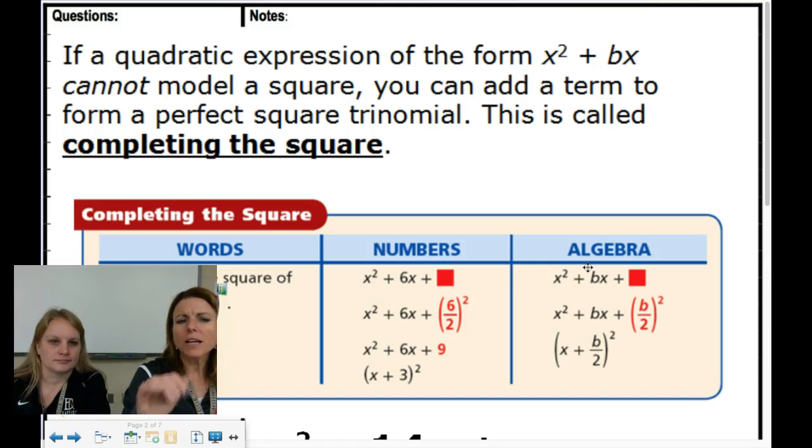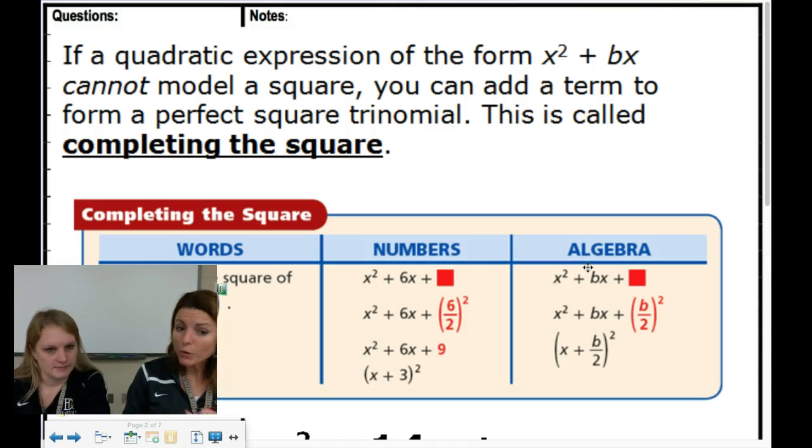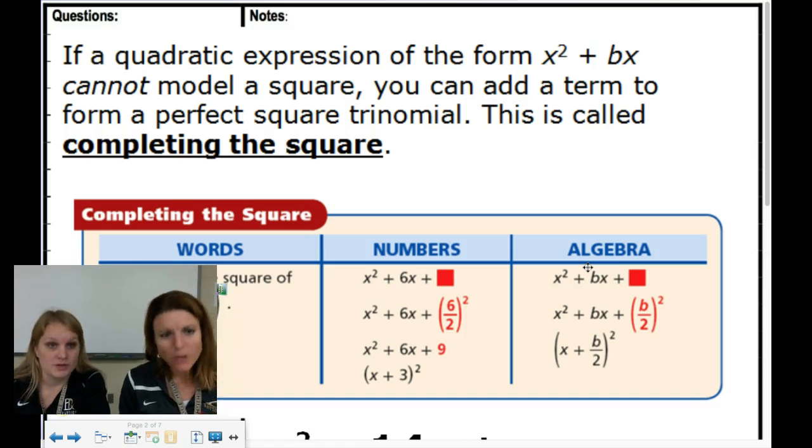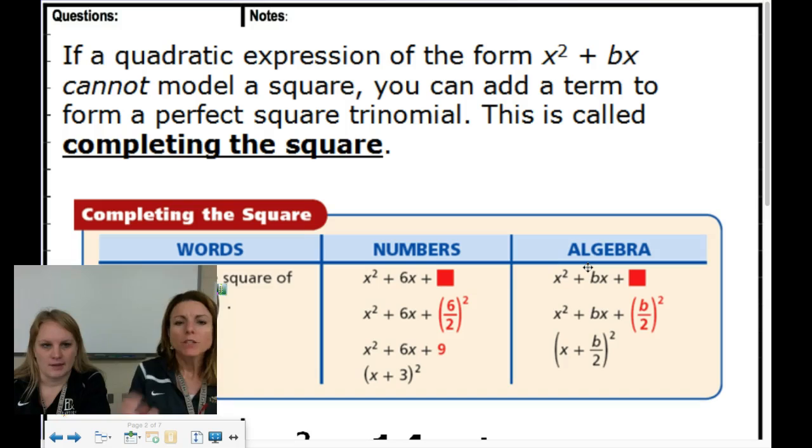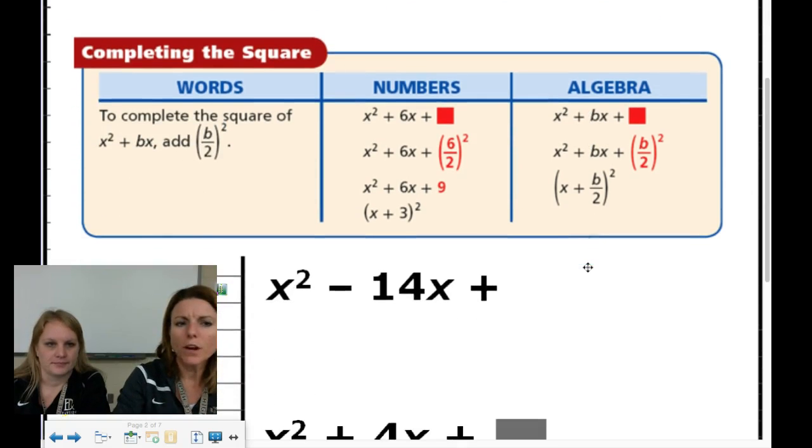And now we're going to talk about completing the square. That is another method. Again, we've used factoring, we've used the square root method, and now we're going to use completing the square. When something cannot be factored, we have to use this method. And we will tell you, completing the square. So this is what you do with completing the square. You have to get used to doing it.